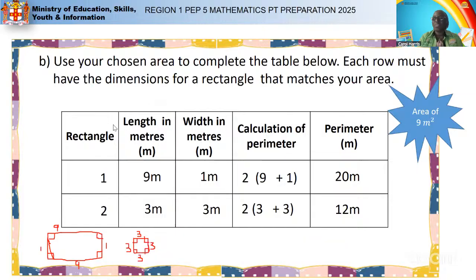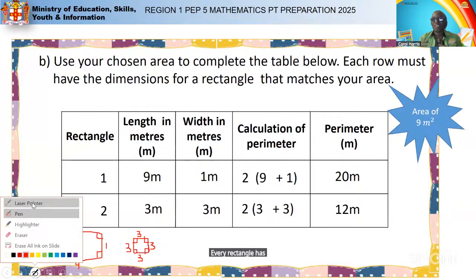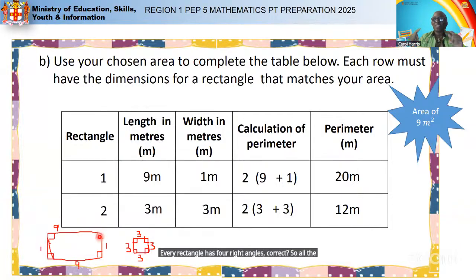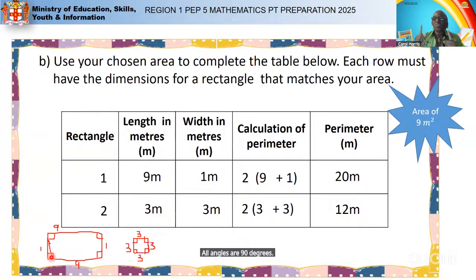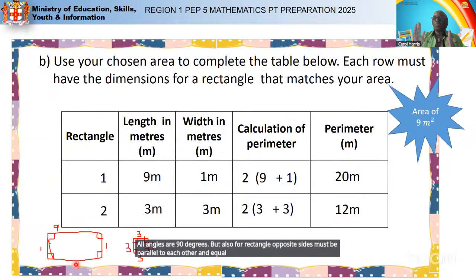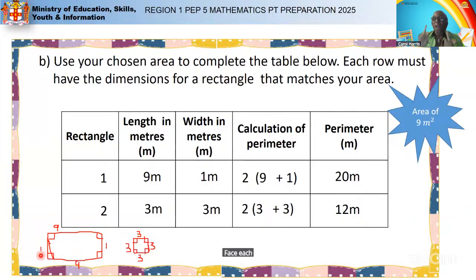But that's a square with equal sides. All right, I'm going to try it one more time and then we move on. Remember, every rectangle has 4 right angles, correct? So all the angles are 90 degrees. That's one thing for a rectangle. But also for a rectangle, opposite sides must be parallel to each other and equal to each other. What do we mean by opposite? It's either left and right, top and bottom, but whatever it is, the sides that face each other must be parallel to each other and equal in length.